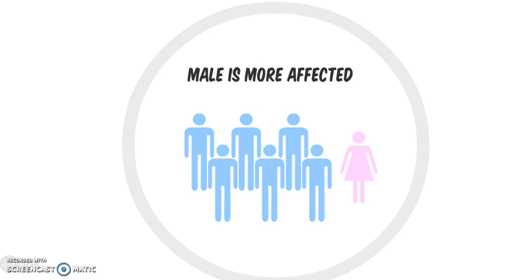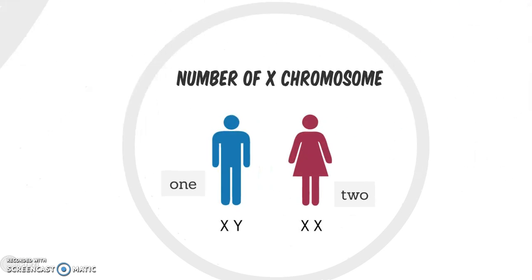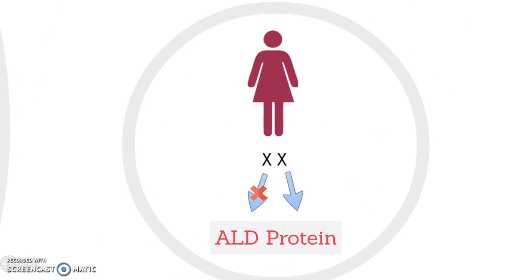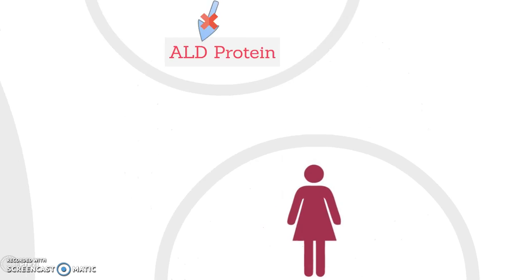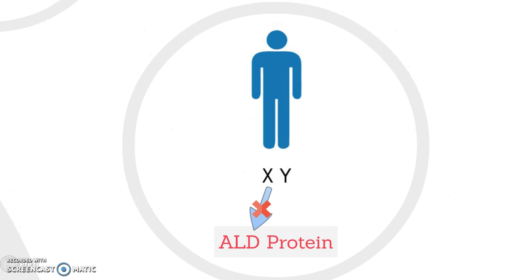Generally, the disease affects males more than females because of the difference in the number of X chromosomes. Females have 2 X chromosomes, while males have only 1 X chromosome. Even if there is a mutation in 1 X chromosome of a female, the other X chromosome can still produce functional ALD protein. Males, on the other hand, with only 1 X chromosome present, are automatically affected in case of mutation.